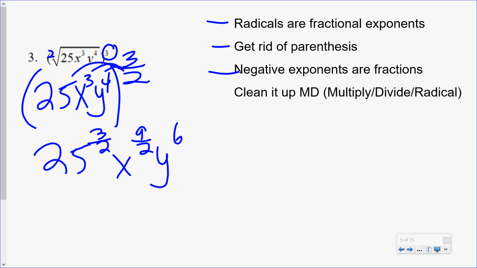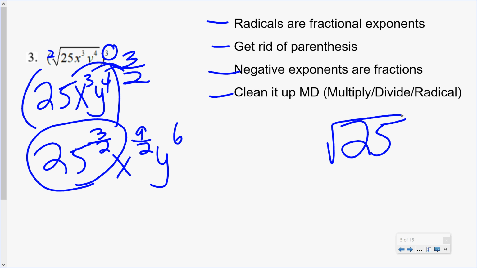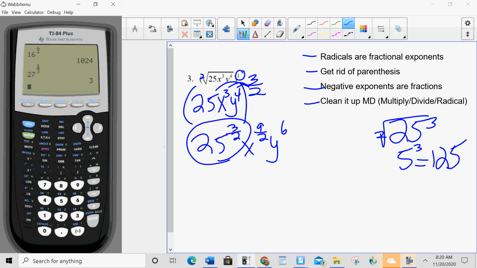Negative exponents are fractions. No negative exponents. Clean it up. The only thing to clean up here is 25 to the 3/2 power. Ideally, you can do that mentally. Next from ideal is being able to do it off to the side. Radicals are fractional exponents, power over the root. Radical 25 is 5. 5 to the 3rd is 125. Less ideal is for you to go to your calculator and type in 25 to the power of 3/2. But I would rather you do that than say, I don't know, or get it wrong. Either way, it's 125.